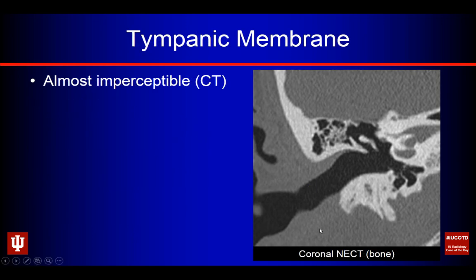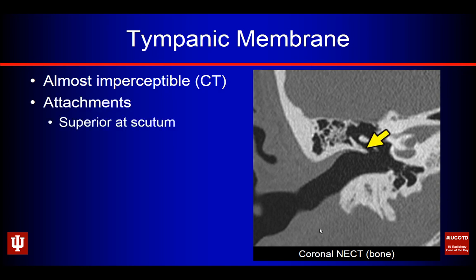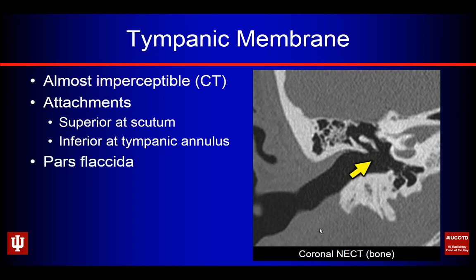So looking at our tympanic membrane, it should be almost imperceptible on CT in its native state. That's in patients who haven't had chronic otitis, otomastoiditis, that sort of thing. So almost imperceptible. You can see the yellow line there where it sort of lives, and you can hallucinate that paper-thin margin. It attaches superiorly at the scutum and inferiorly at the tympanic annulus. And there's a pars flaccida component that sits up toward the top, and a pars tensa that sits down below.